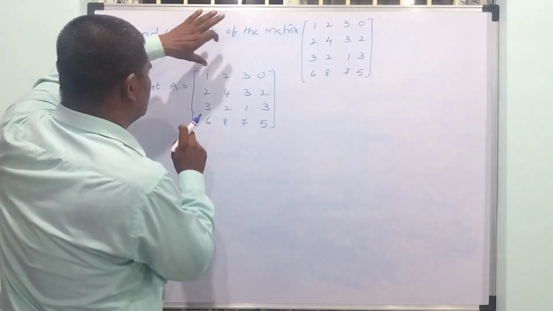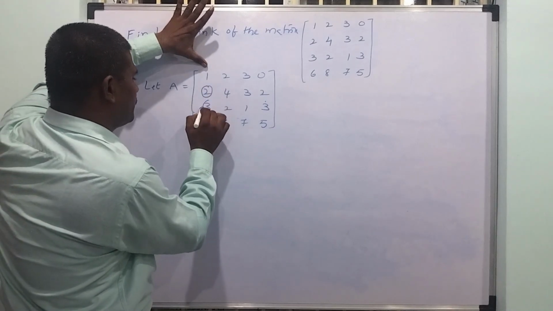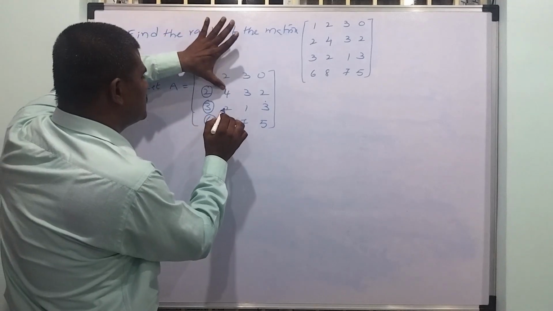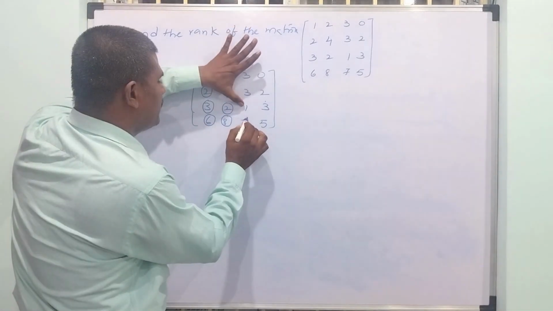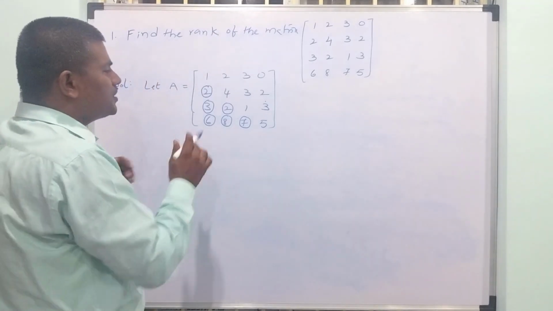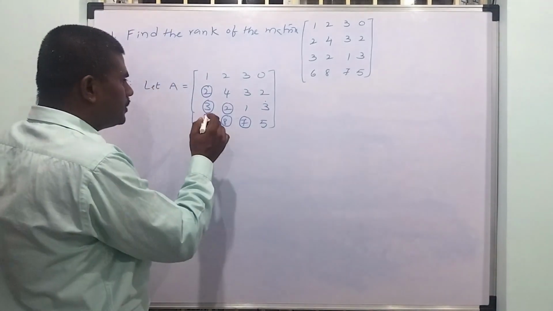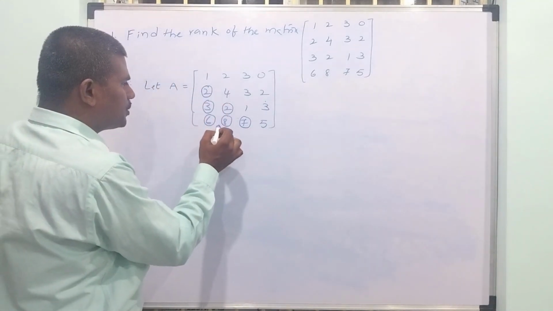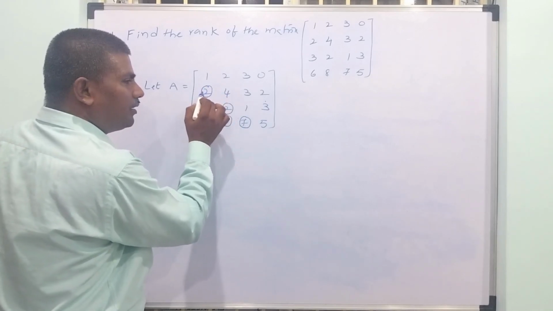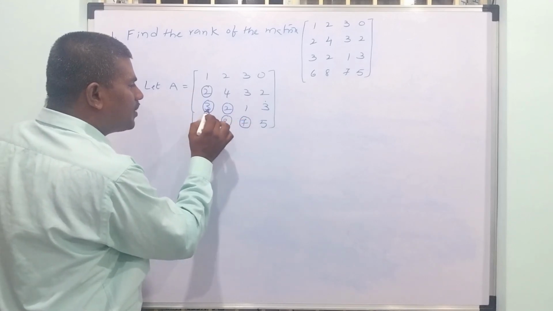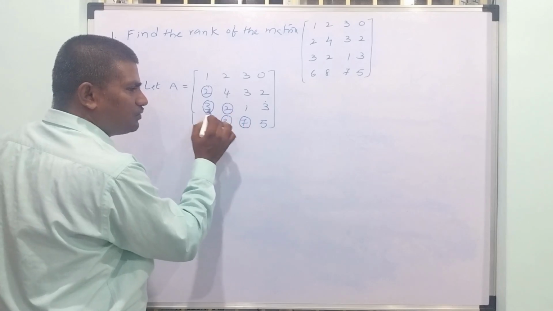So suppose I use this element and make these three elements 0, and use this element to make these two elements 0, and use this element to make this element 0, which gives an upper triangular matrix. We may say that, but not exactly. If you make these two elements 0, how many zeros are there before the first non-zero element? One. And how many zeros in the next row? Two zeros will be there.